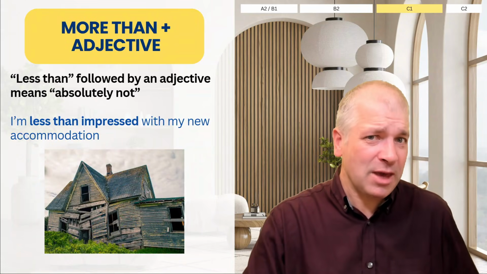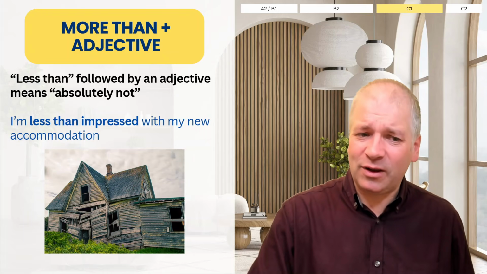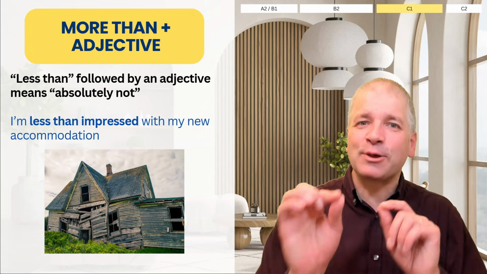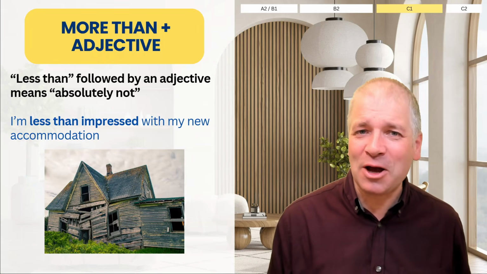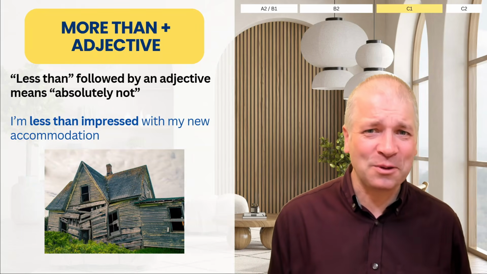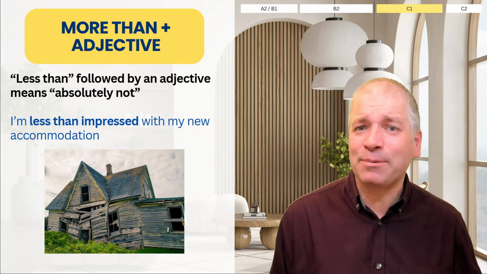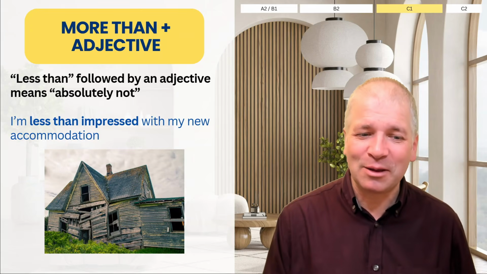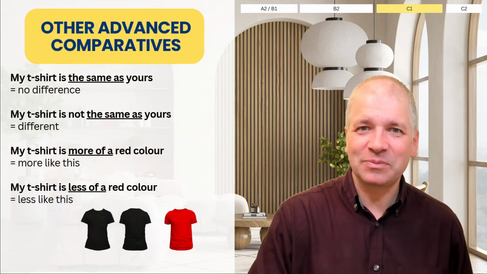We can also do the same the other way round with less than, if it's followed by an adjective. And this means absolutely not. I'm less than impressed with my new accommodation. Look at it. It looks terrible. Less than impressed here means I'm absolutely not impressed with this new accommodation. I don't want to live in this place.